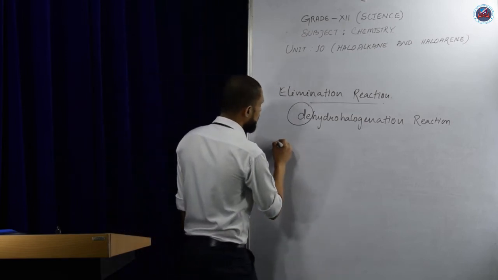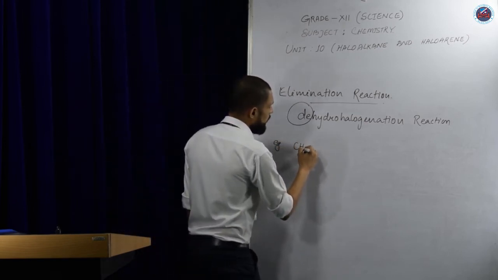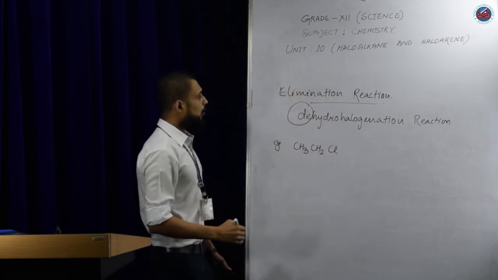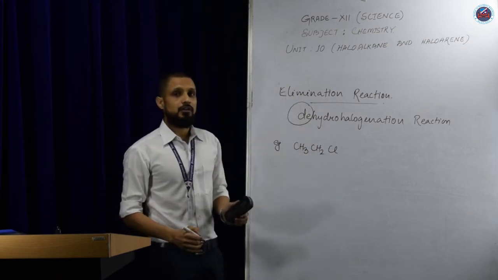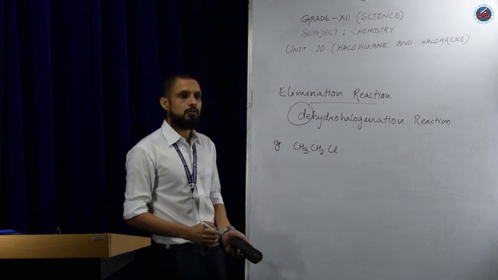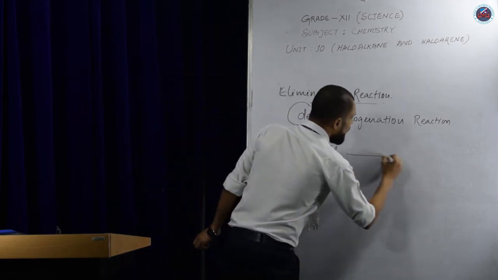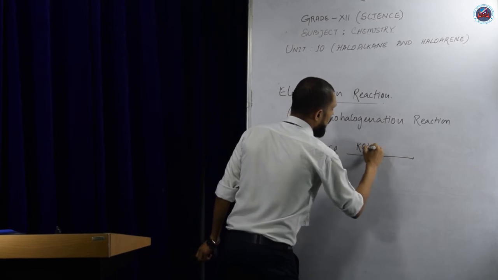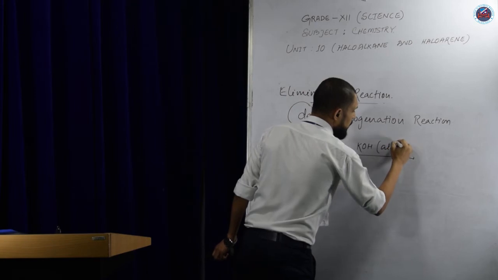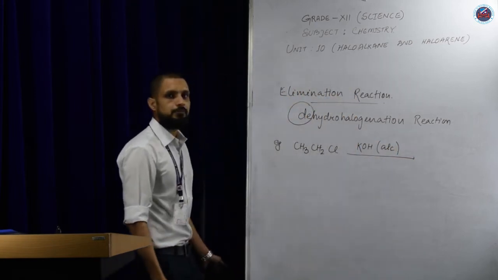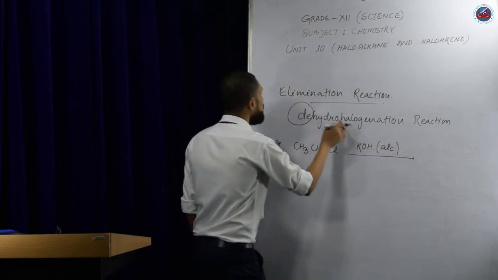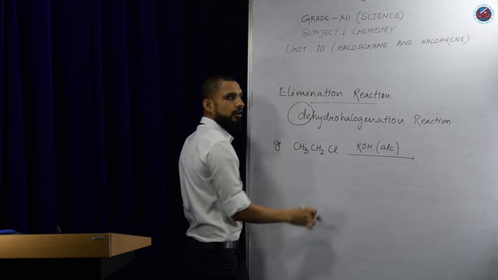Let us take an example. CH3CH2Cl. Now, the reagent will tell you whether this is an elimination reaction or not. So if you see this reagent, KOH, potassium hydroxide, in alcoholic medium, the reaction will be elimination reaction.